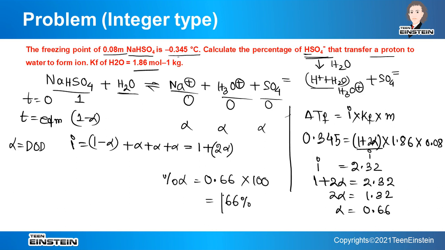So this is also an integer type of problem. So 66% of NaHSO4 is actually dissociating. That means in NaHSO4 there is HSO4, so it is producing only 66% H plus, that is hydronium ion, because H plus, when it combines with H2O, becomes hydronium ion.